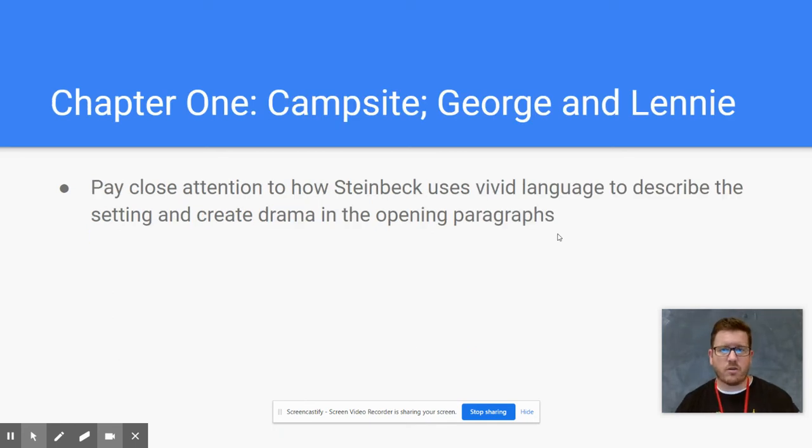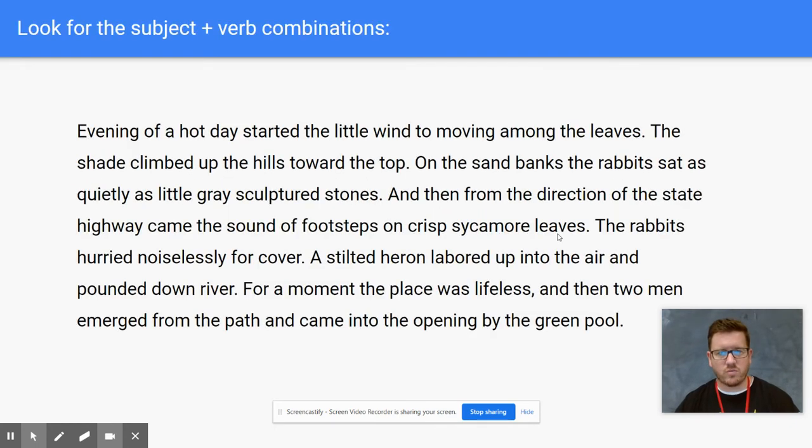Chapter one is all about George and Lenny at the campsite. I want to pull up a passage here. This is one of my favorite passages from the whole book. What I want you to look for as you read this is the subject-verb combinations. Steinbeck writes, "Evening of a hot day started the little wind moving among the leaves. The shade climbed up the hills toward the top. On the sandbanks, the rabbits sat as quietly as little gray sculptured stones. And then from the direction of the state highway came the sound of footsteps on crisp sycamore leaves.